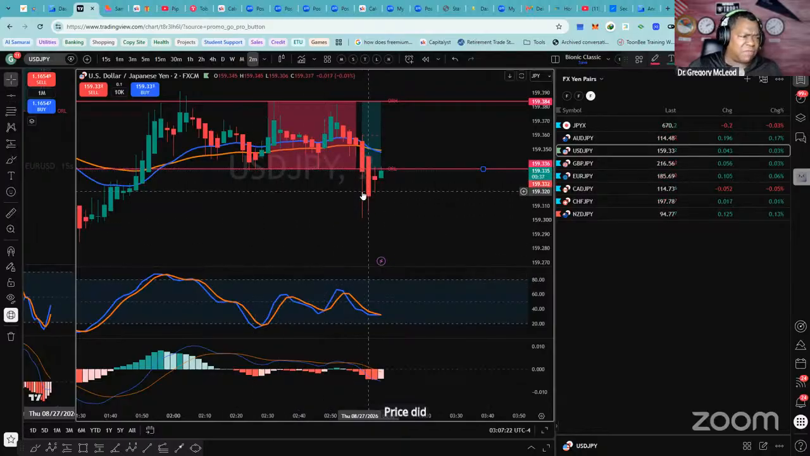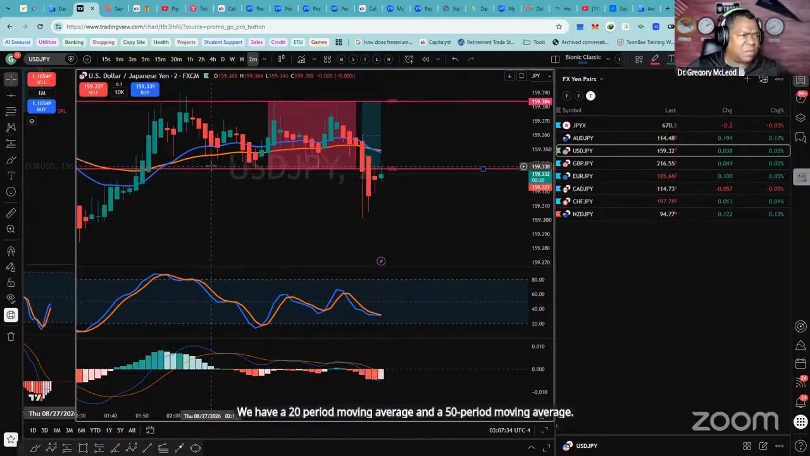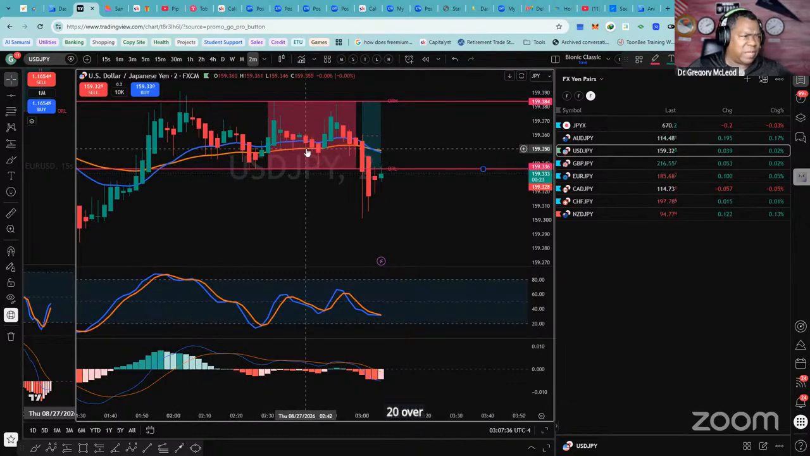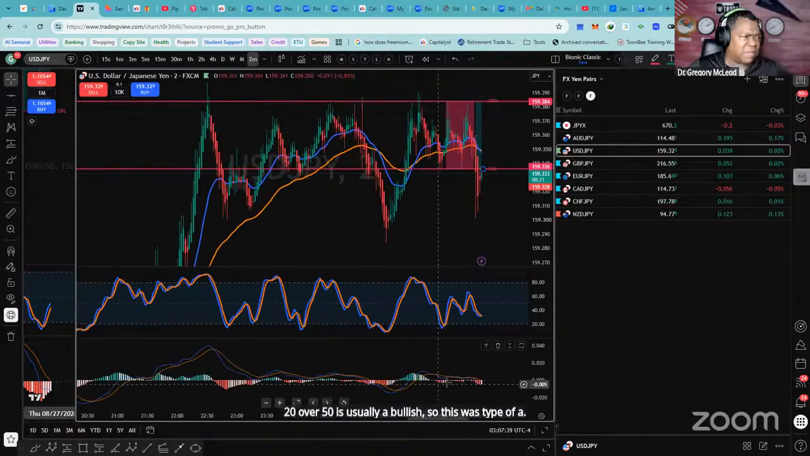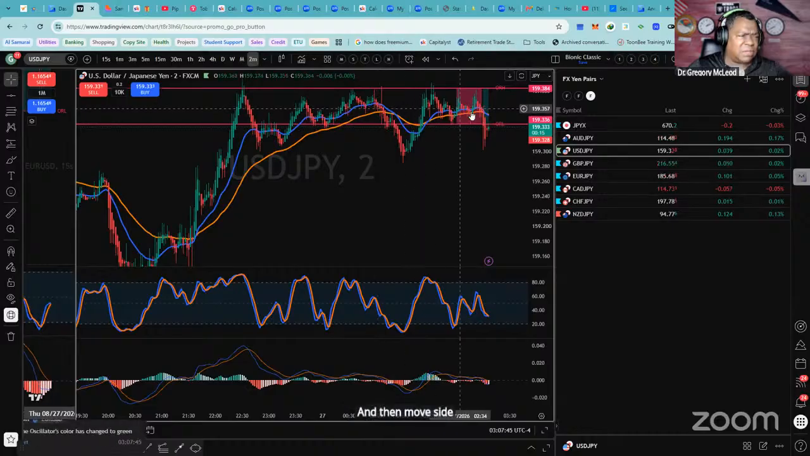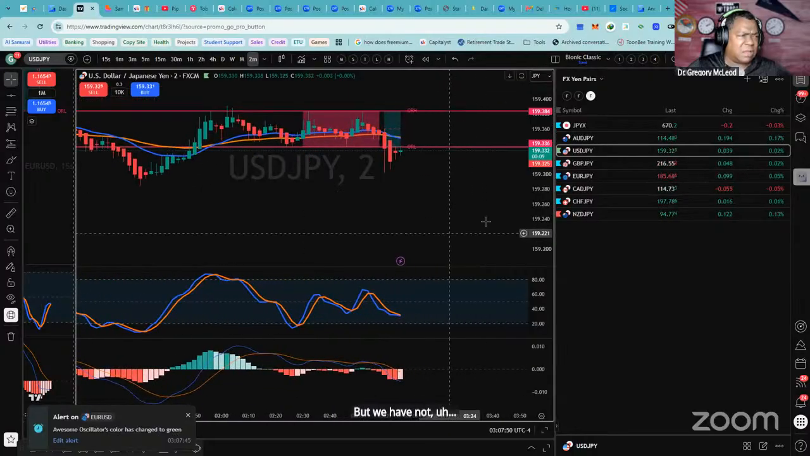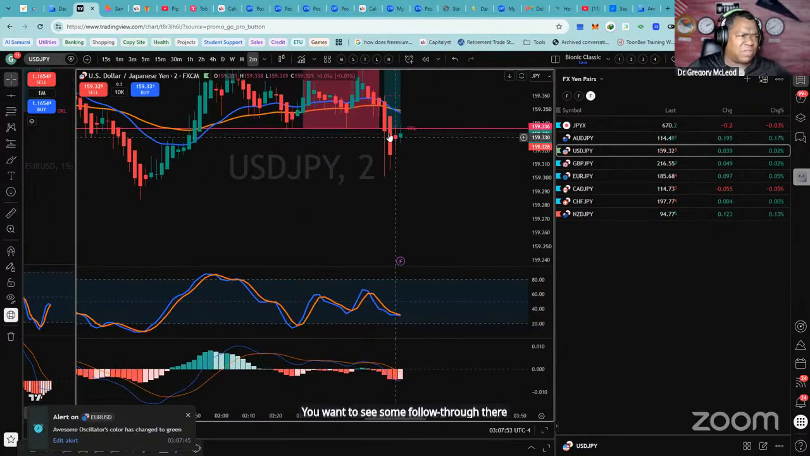Price did break very sharply, but the moving averages are kind of twisted. We have a 20-period moving average and a 50-period moving average. 20 over 50 is usually bullish, so this seemed like a bullish move at the beginning, and then moved sideways, and we broke down, but we want to see some follow through there. So we do have our candle breaks. We have a retrace, which gives us a chance to maybe short it at a higher range, but this is what I would look at.